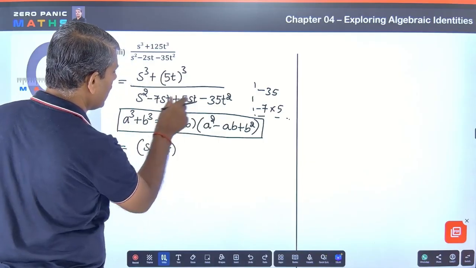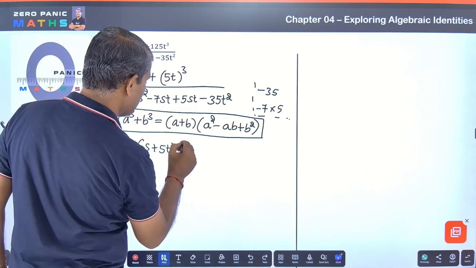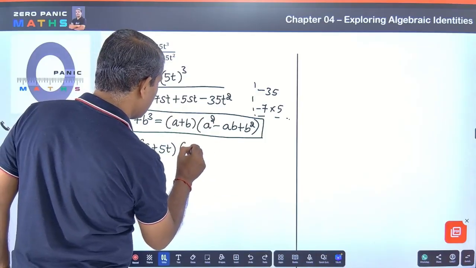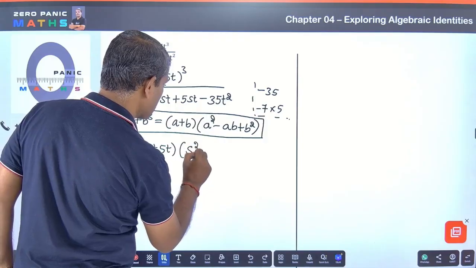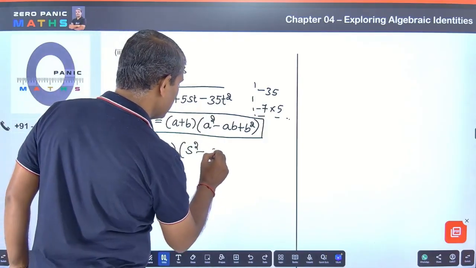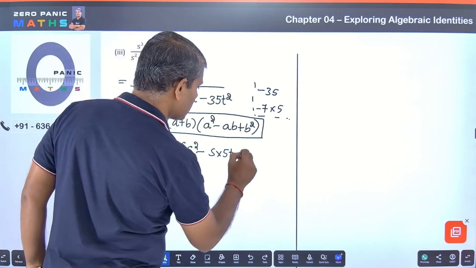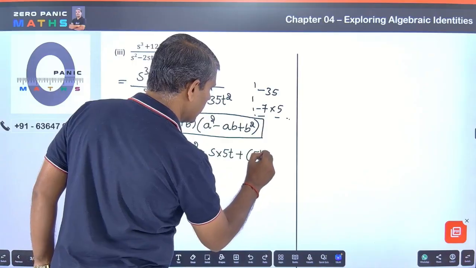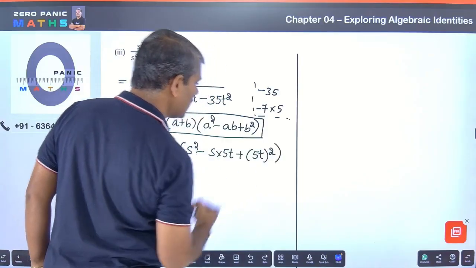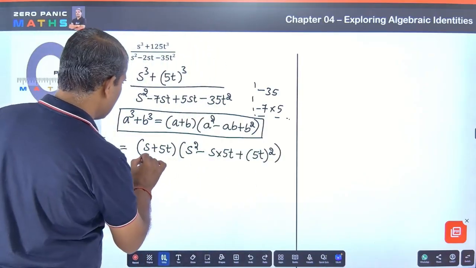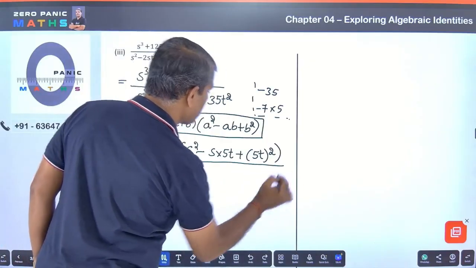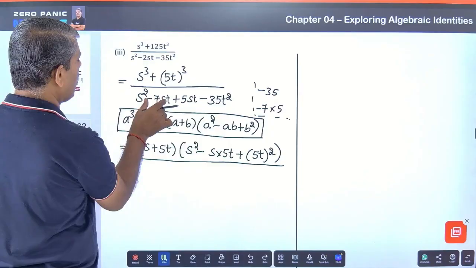The above one I'm writing, and next is s square, that is a square, s square minus s into 5t, that is minus ab, plus 5t whole square, that is b square, divided by... what we have to do is take common from this.